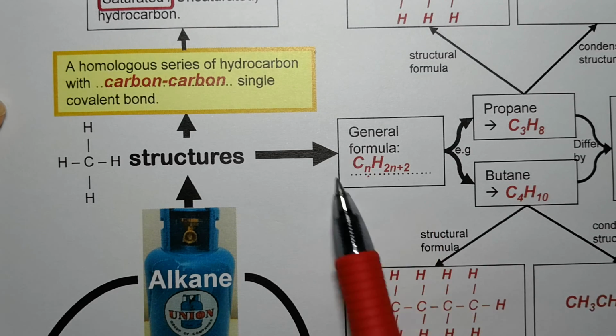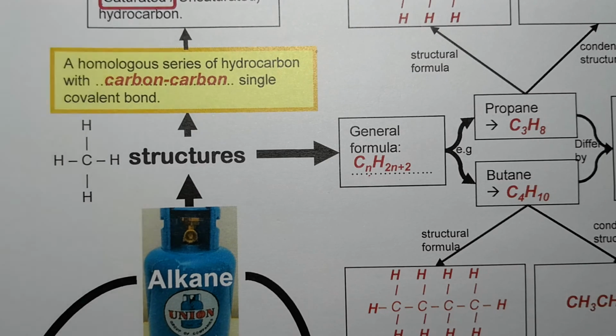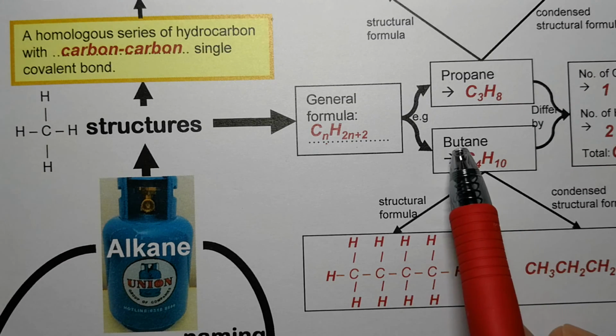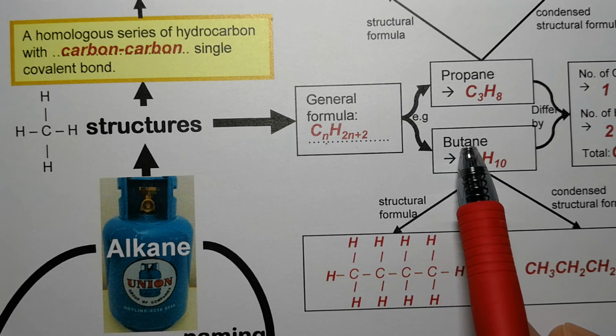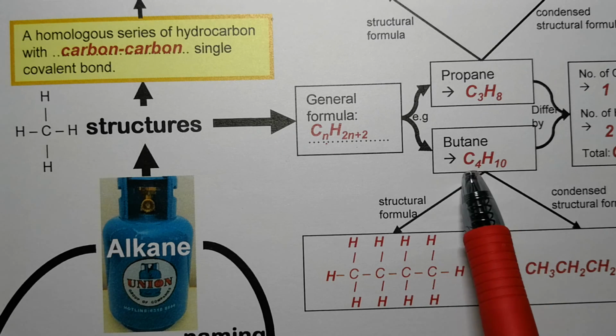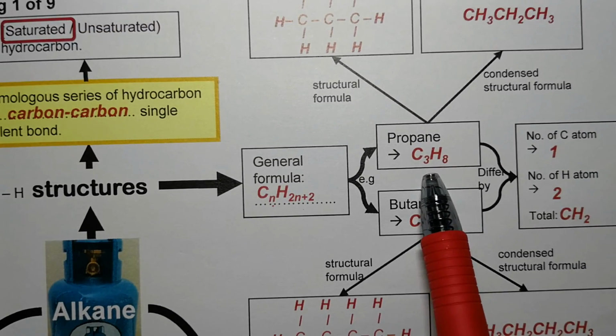This general formula is very useful for us to get the molecular formula of all other alkanes. Likewise for butane. From the name butane, you know that the prefix is but. But means 4 carbon atoms, so it's C4H10. Now let's look at propane, which is C3H8.